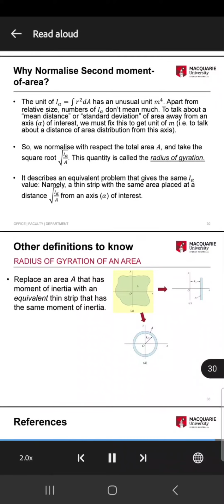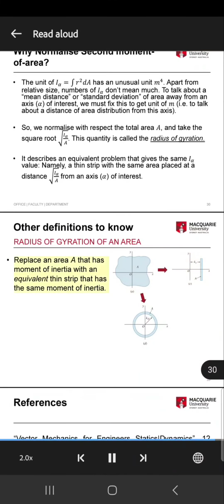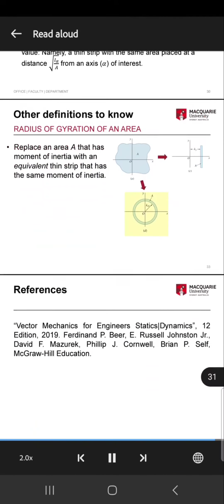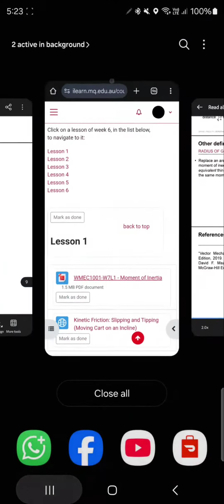Second moment of area. The generic shape figure is positioned in the xy plane with area A. Take a rectangular strip parallel to the x axis, traveling along the y axis, replacing the area with an equivalent strip that has the same moment of inertia.